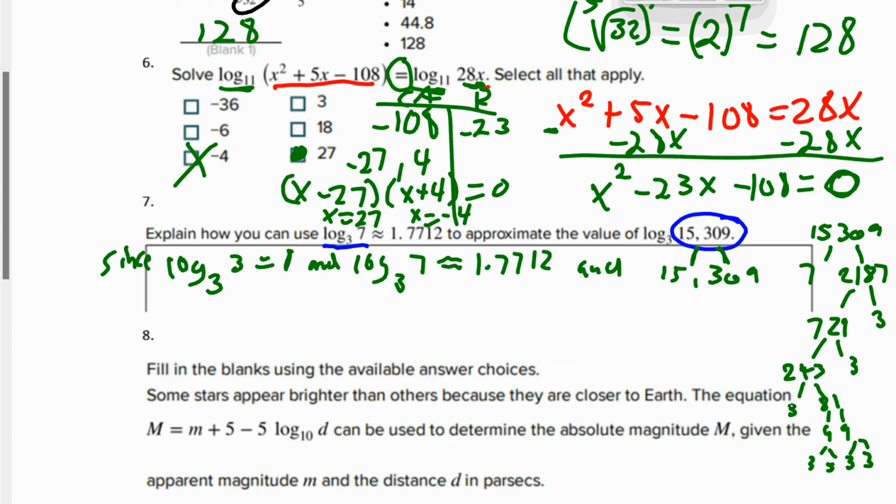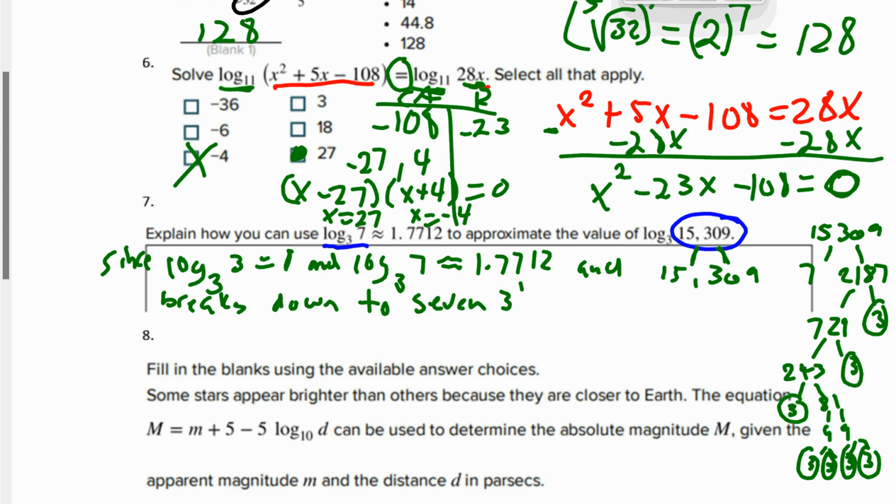So it's a factor of 1, 2, 3, 4, 5, 6, 7, and 15,309 breaks down to 7 3's and 1 7.